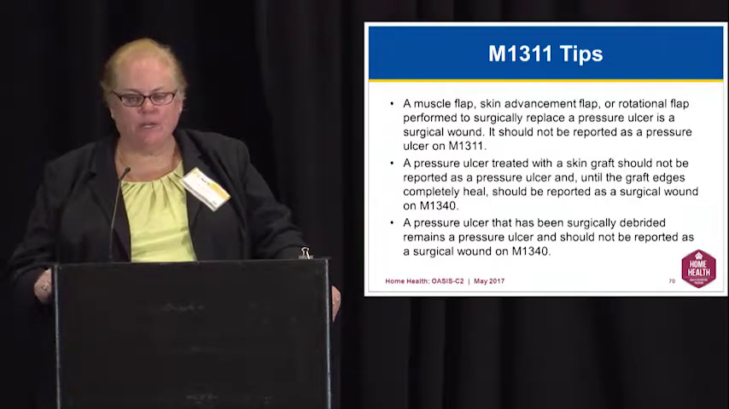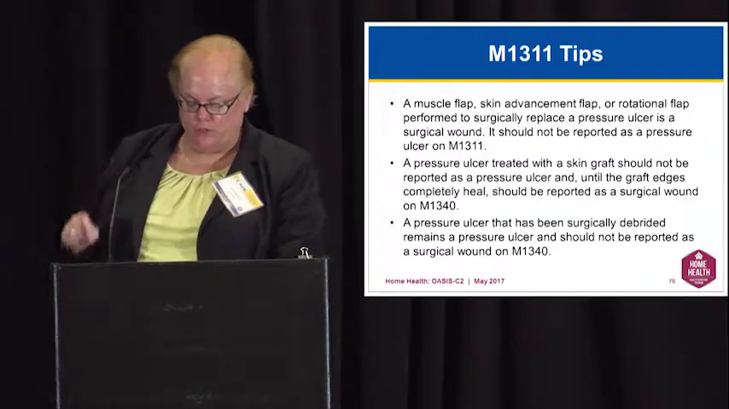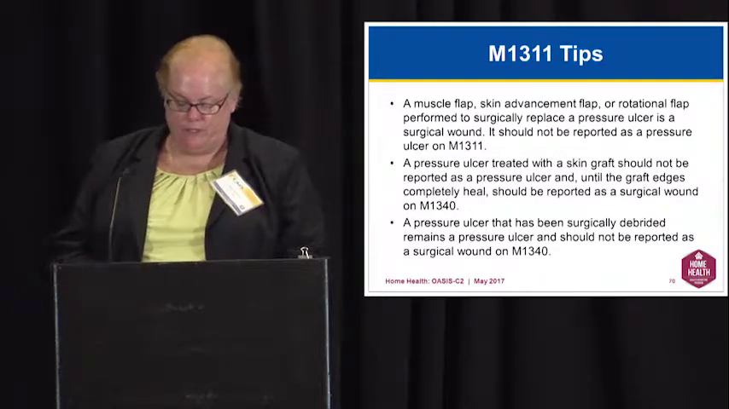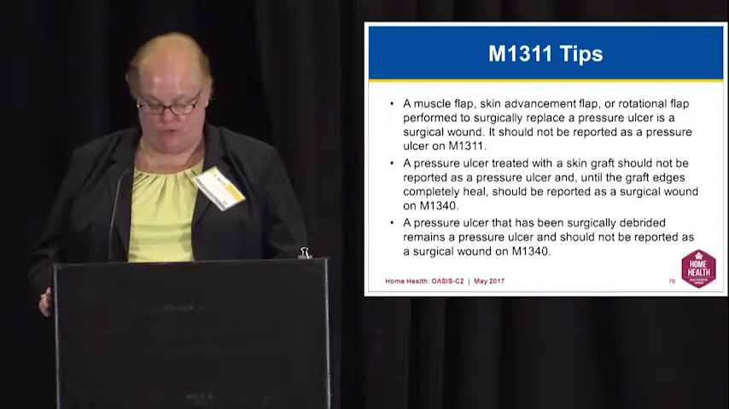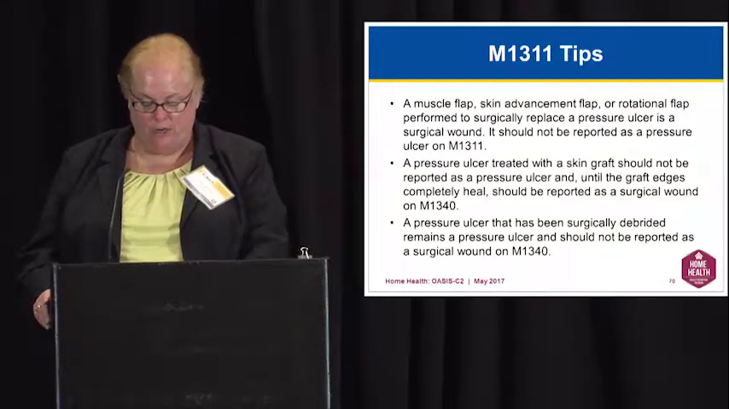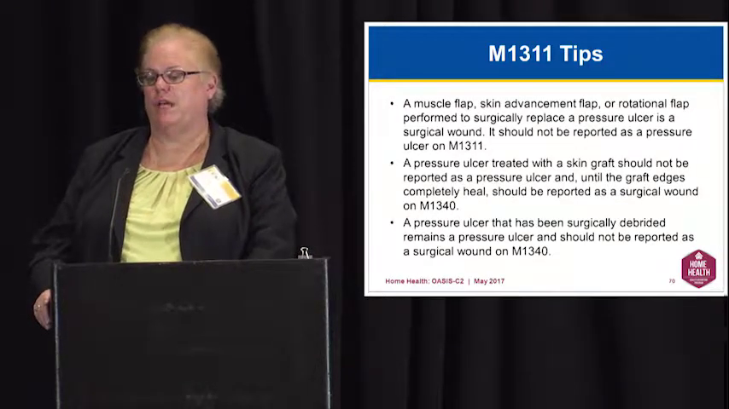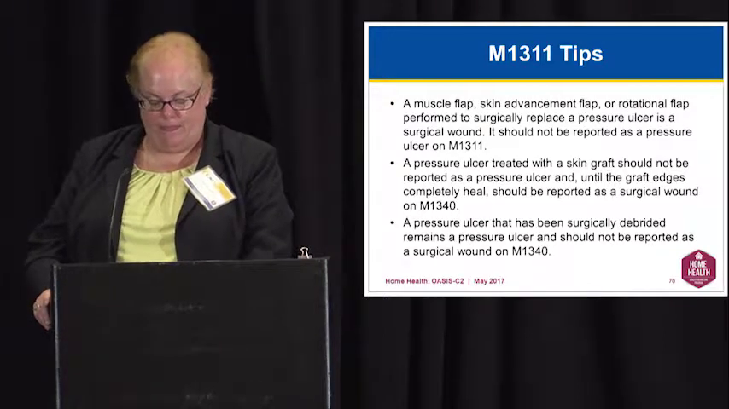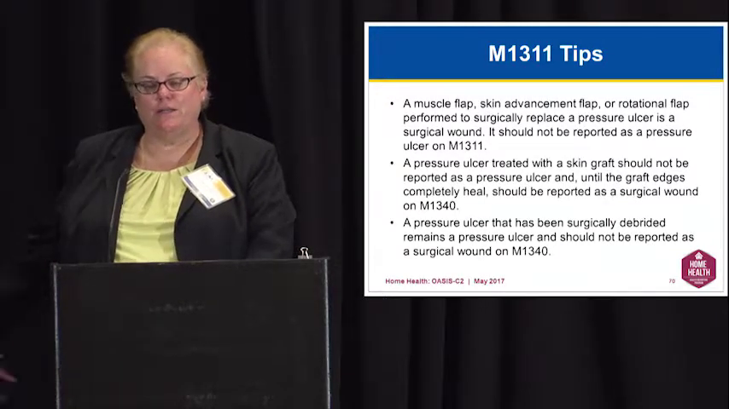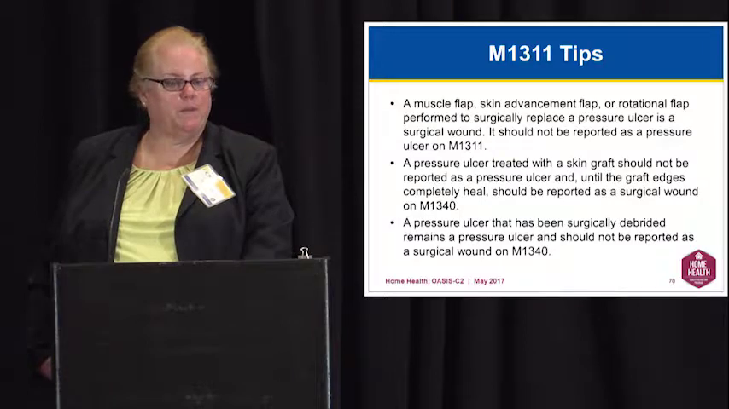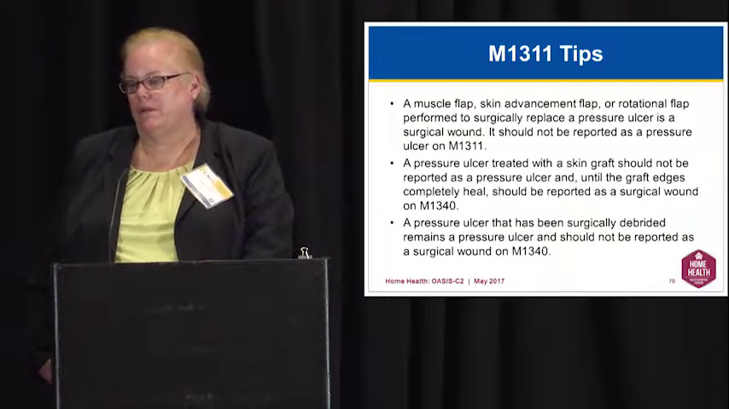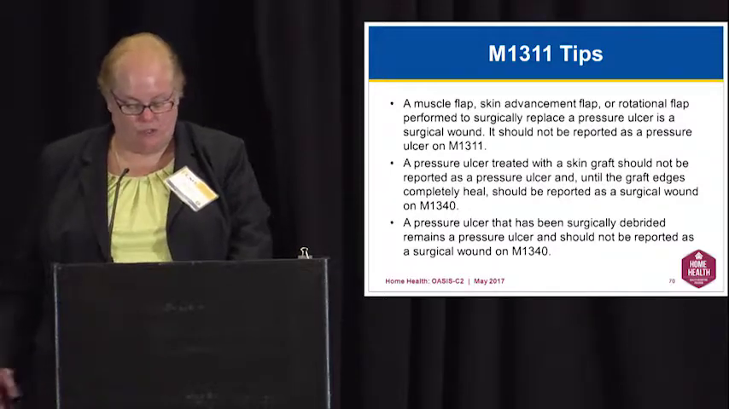I'm not talking about debridement. I'm talking about a surgical procedure to replace that pressure ulcer. And it should not be coded or reported as a pressure ulcer at M1311. So if they had a flap done in a stage 4, and are people seeing that? I would imagine you are. I know they're seeing it in skilled nursing, so I can imagine you're seeing it in home care.